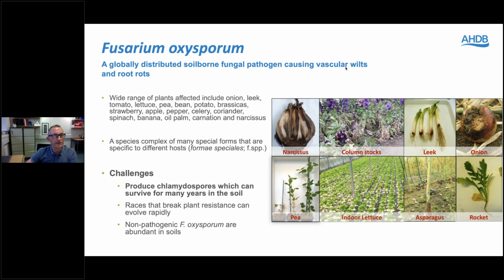And why is Fusarium a particularly challenging pathogen? Well, it produces these long-lived spores. They're called chlamydospores, and these can survive for many years in the soil. The other challenge is that through deployment of resistant cultivars, Fusarium is quite good at evolving, and so it produces races that can break this plant resistance. And this can happen a number of different times as different resistances are deployed, as we'll see later.